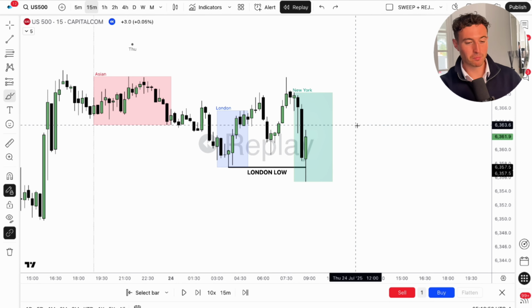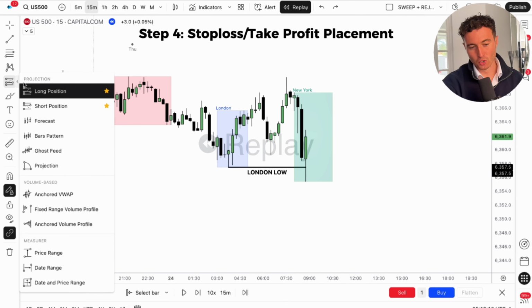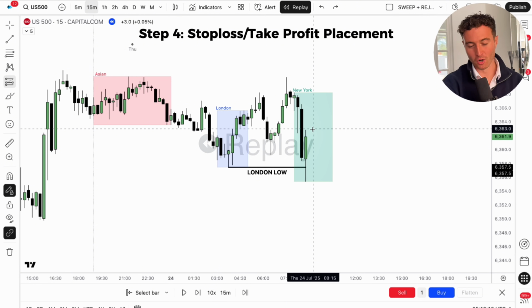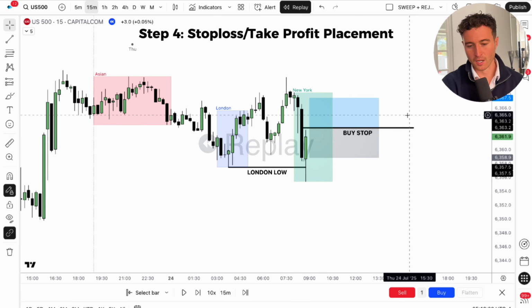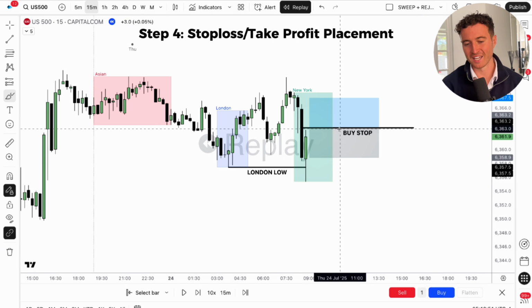Step number 3 was great, but how do we know actually where to place our take profit and where to place our stop loss? And so step number 4 is stop loss and take profit placement. So what I always do pretty much 99% of the time is I will enter on the break of this bullish candle high, and this will be via a buy stop in the market. And so because we're looking at the US 500, what I like to do is put a buy stop 0.5 points above the 15-minute bullish candle high. And this is just to account for spreads in the market.